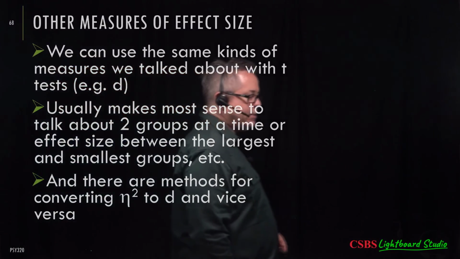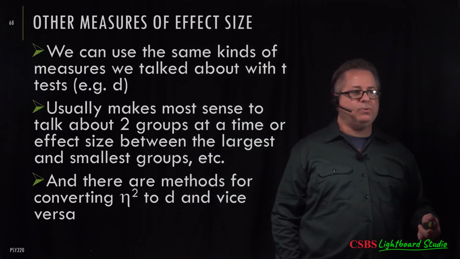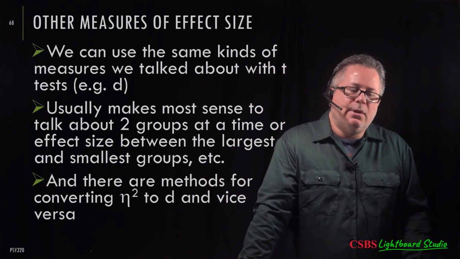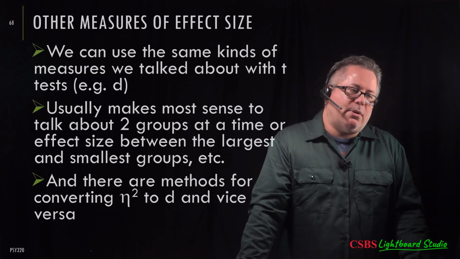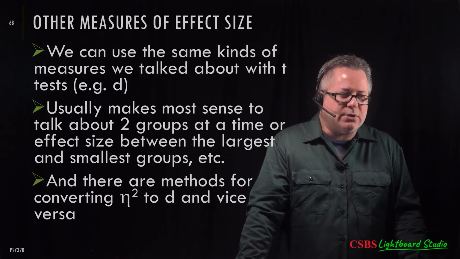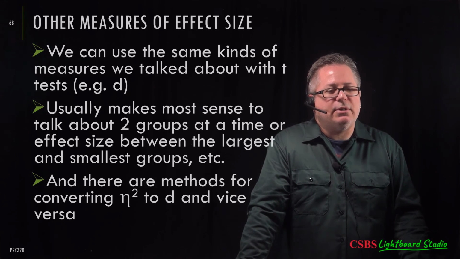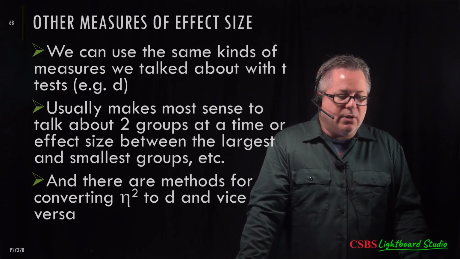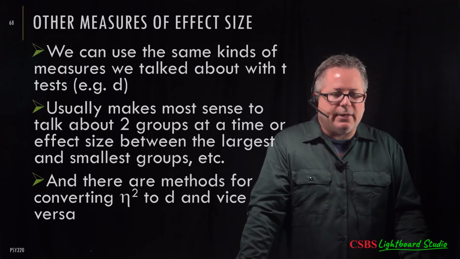Other measures. Like I mentioned before, we can use the same kinds of measures we talked about with t-tests. You can use Cohen's d. It usually makes sense to only talk about two groups at a time, or the effect size between the largest and smallest groups. That's usually the way it's done. You take the group with the biggest mean and the group with the smallest mean, and it'll give you what the maximum Cohen's d would look like.